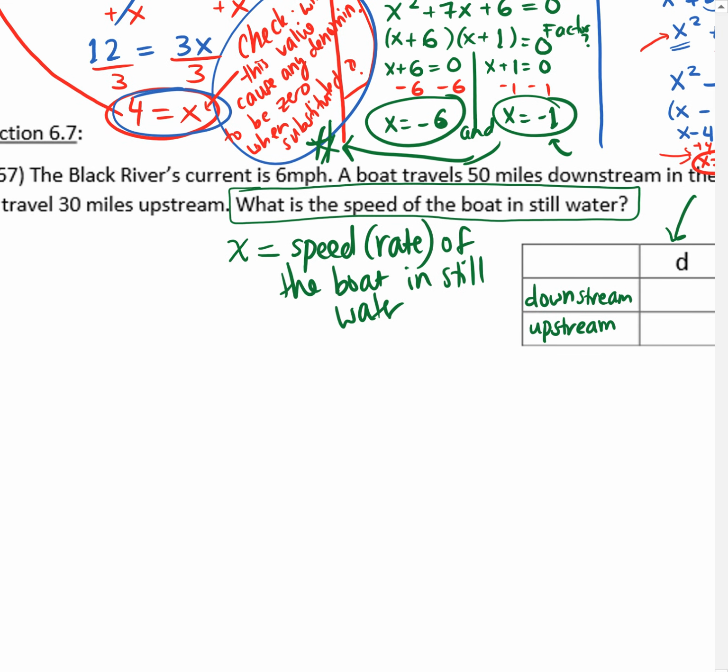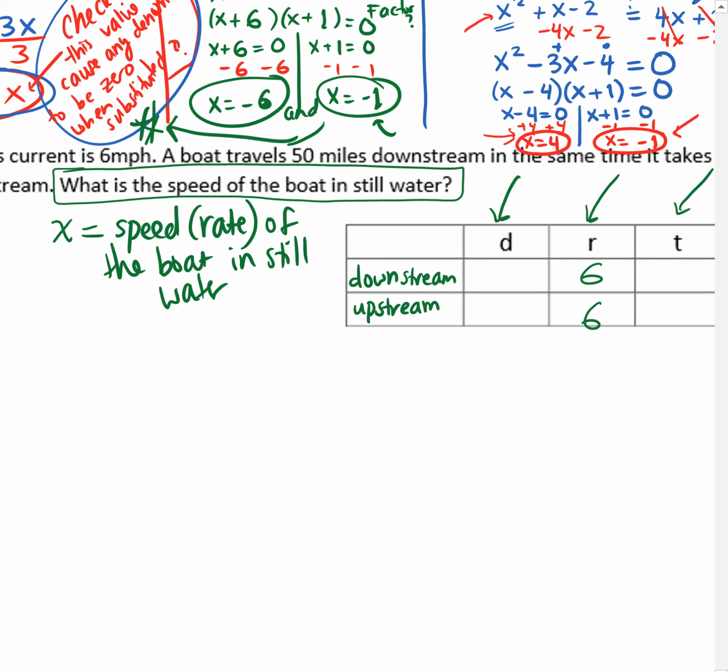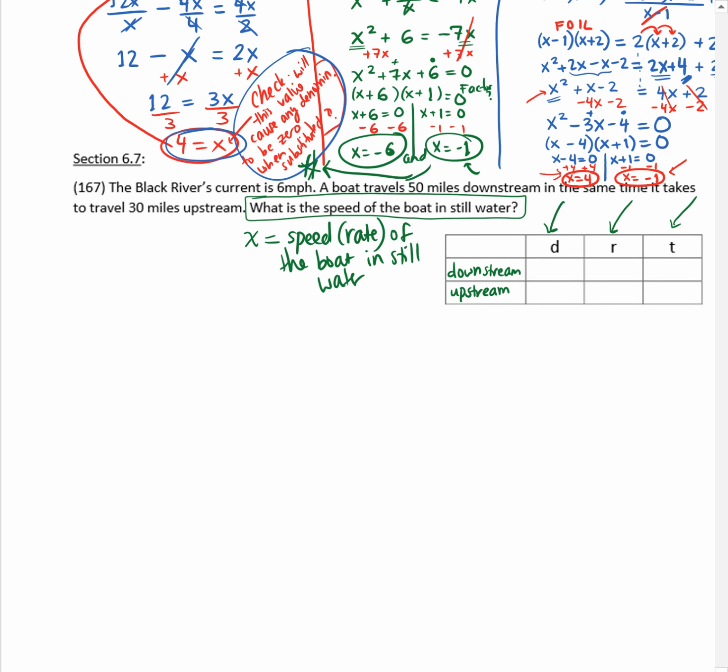Even though they said the Black River's current is 6 miles an hour, you're not going to put a 6 here or here, because it's the boat that's traveling. The speed of the boat is not the same as the speed of the current. The speed of the boat is probably faster than the speed of the current. So 6 will have to do with it, but it's not going to be just 6, unless we were talking about just the river by itself without the boat. But no, in this problem we care about the boat speed, not the river speed. So the 6 miles an hour, we'll use it, but that's not what they're giving us right off the bat.